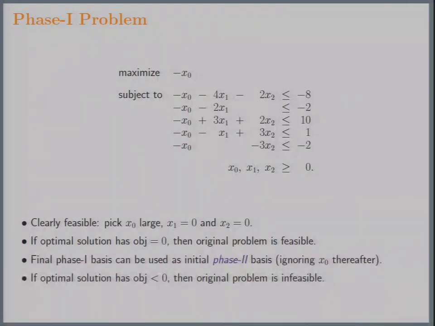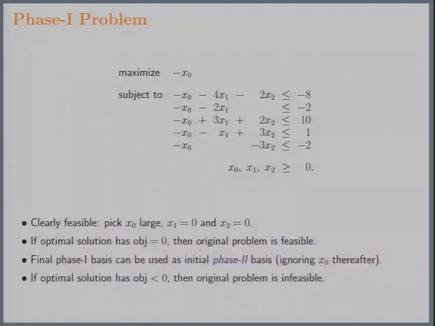So I would like to solve this problem using the simplex method, and if I get to the point where the objective function is equal to 0, then that means that the original problem was feasible, because x naught was how I changed the original problem. And so if I can make the change of the original problem equal to 0, then I've got a feasible solution to the original problem.